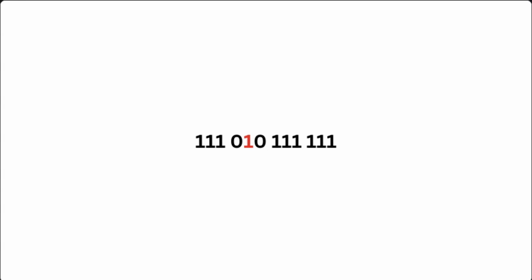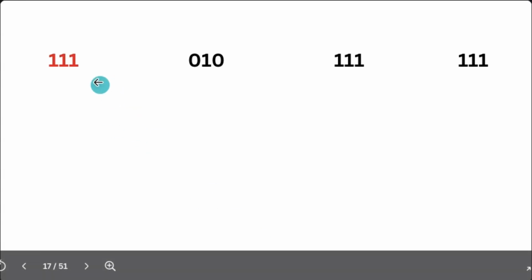Suppose that during transmission an error occurs. The data received is 111010111111. Now we will analyze the received data by comparing each group of 3 bits received with the expected repetition. So for our first group, the majority is 1.